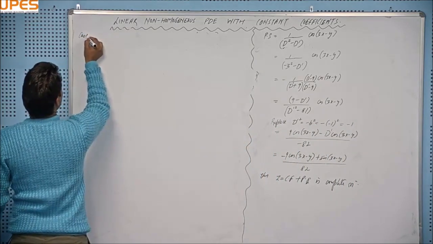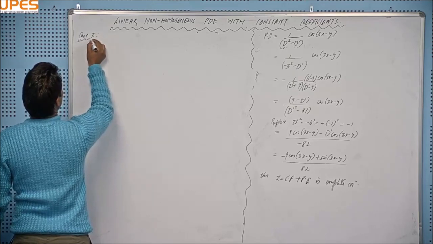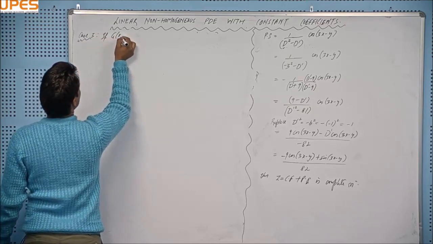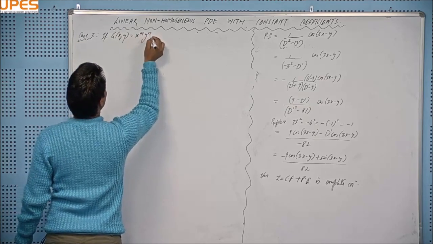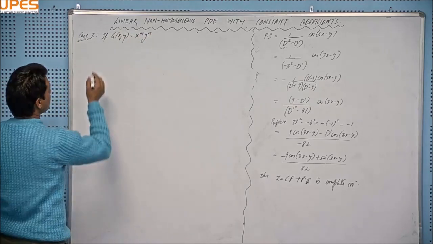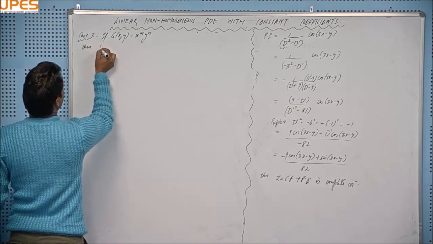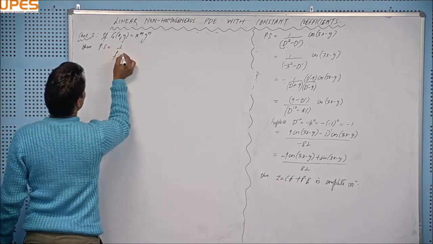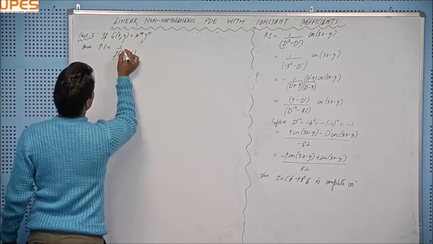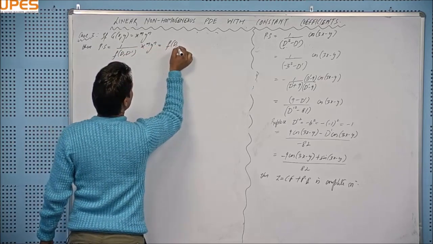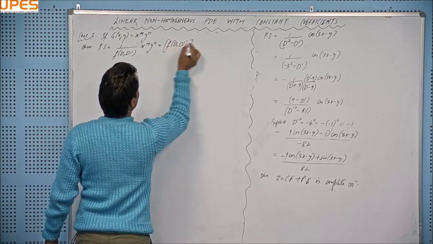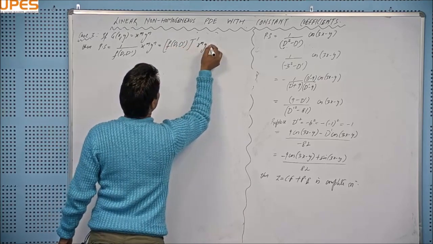Case 3 is: if the right hand side G(x,y) is equal to x to the power m and y to the power n, then the particular integral is 1 over f(D, D dash) applied to x to the power m, y to the power n, which is f(D, D dash) whole to the power minus 1, and then x to the power m, y to the power n.